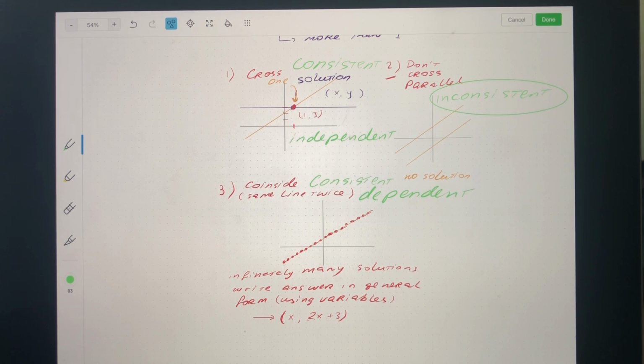So these are the terms that we use when we discuss the solutions of a system of linear equations. And in the next video, let's get started and look at a few methods that we can actually use to find the place where the lines cross.